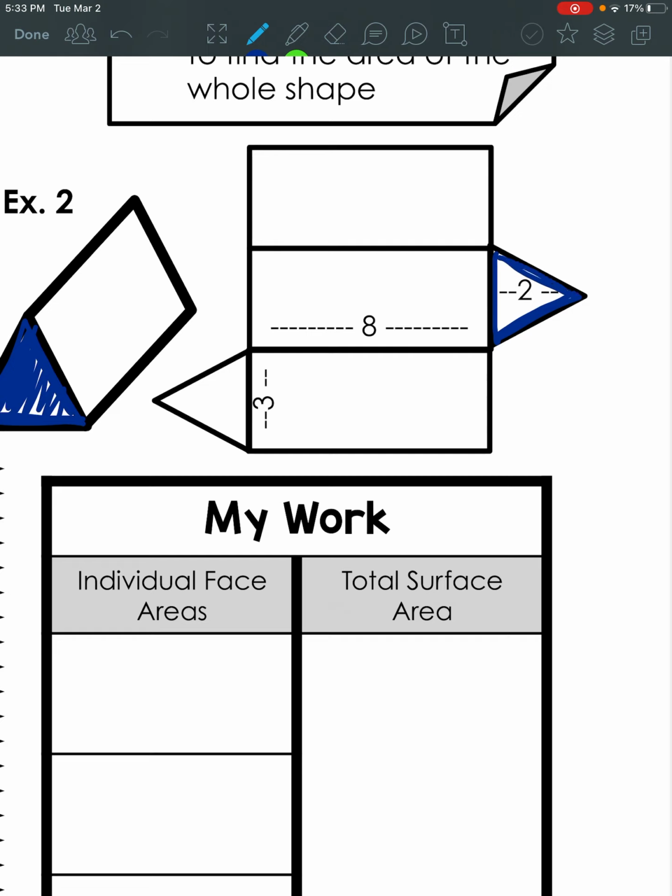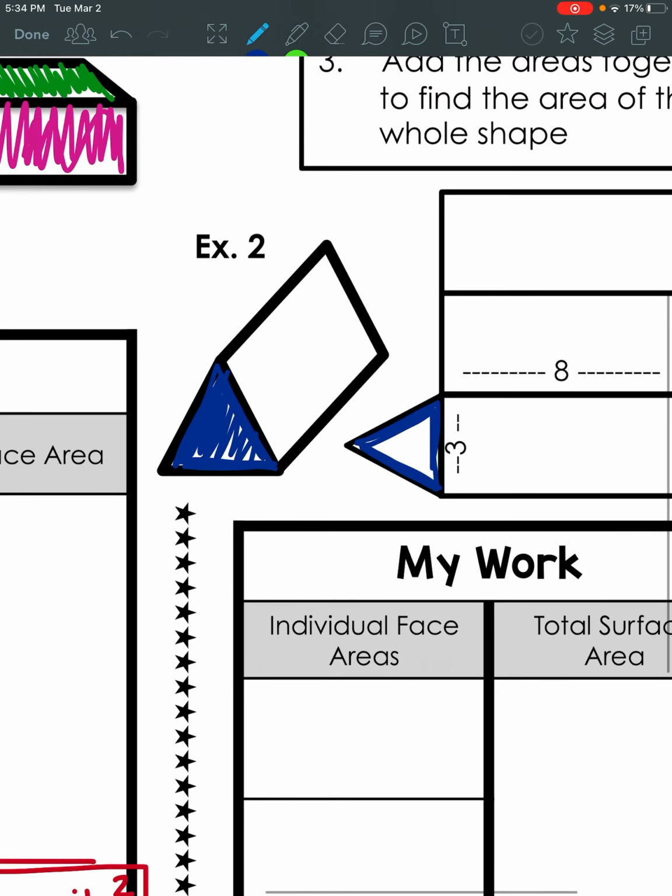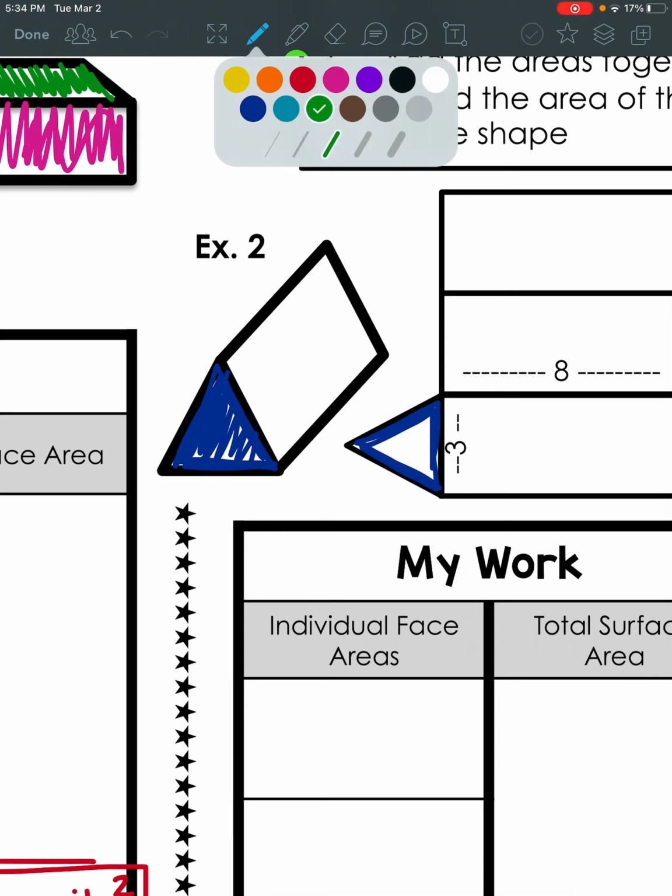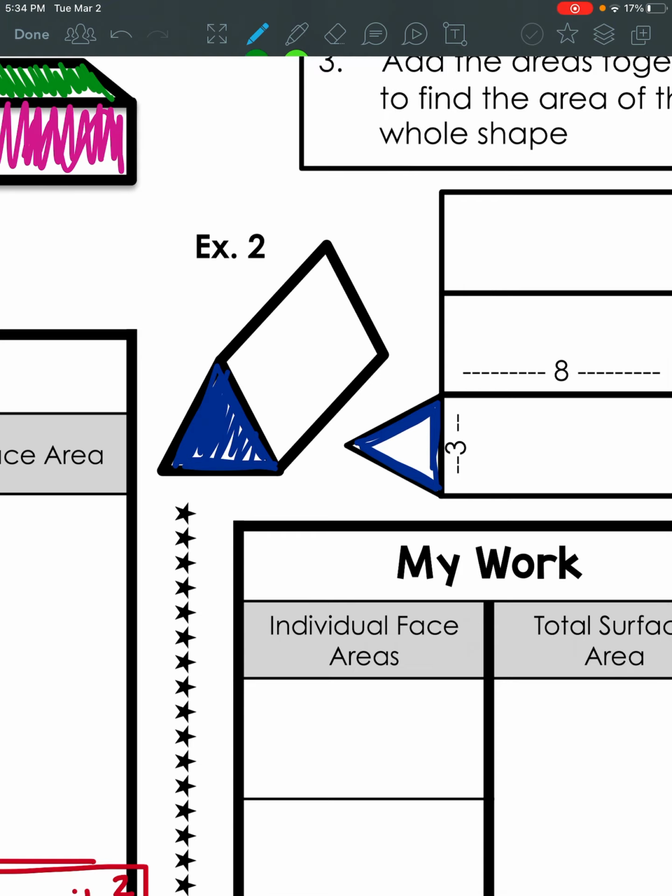So the triangles I am highlighting or outlining in blue, these are identical. So once you find the area of one, the other one's going to be the same. Okay, then we also need to find the rectangles on the side here.